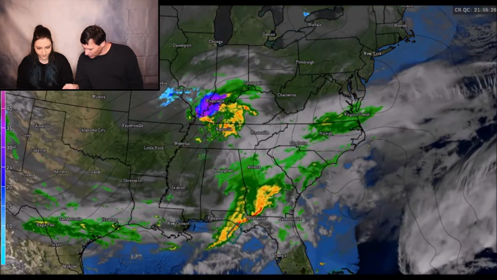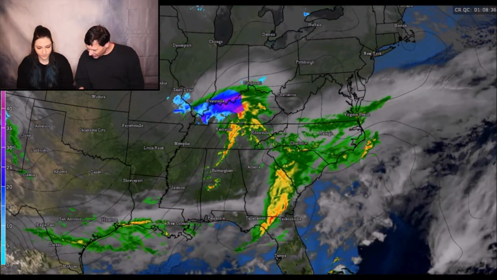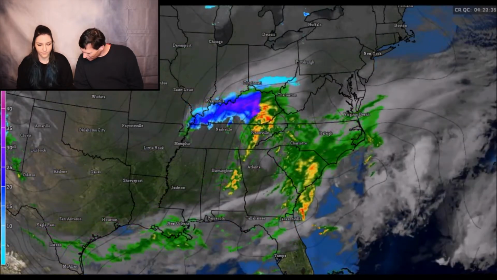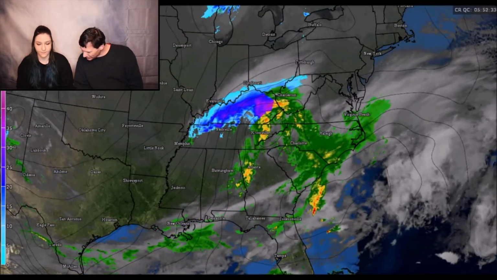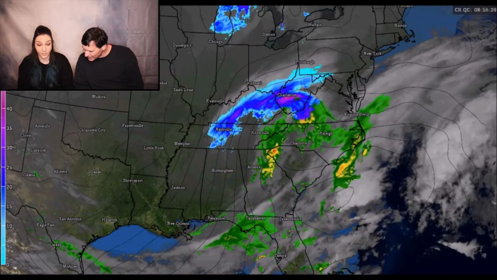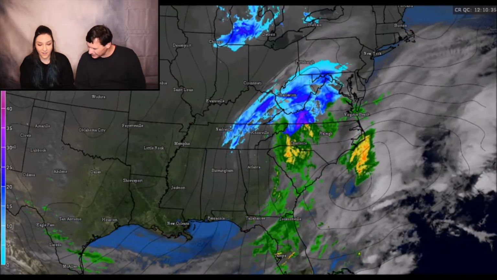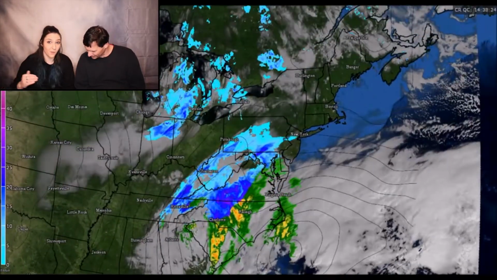Like you got an upper low swinging out over Tennessee, Kentucky area. You've got a cold front coming down through the southeast U.S. It starts to pivot, make its way through the mid-Atlantic area. You can start seeing that snow. More cold air is filtering in. The area where the winds are coming from the northeast.